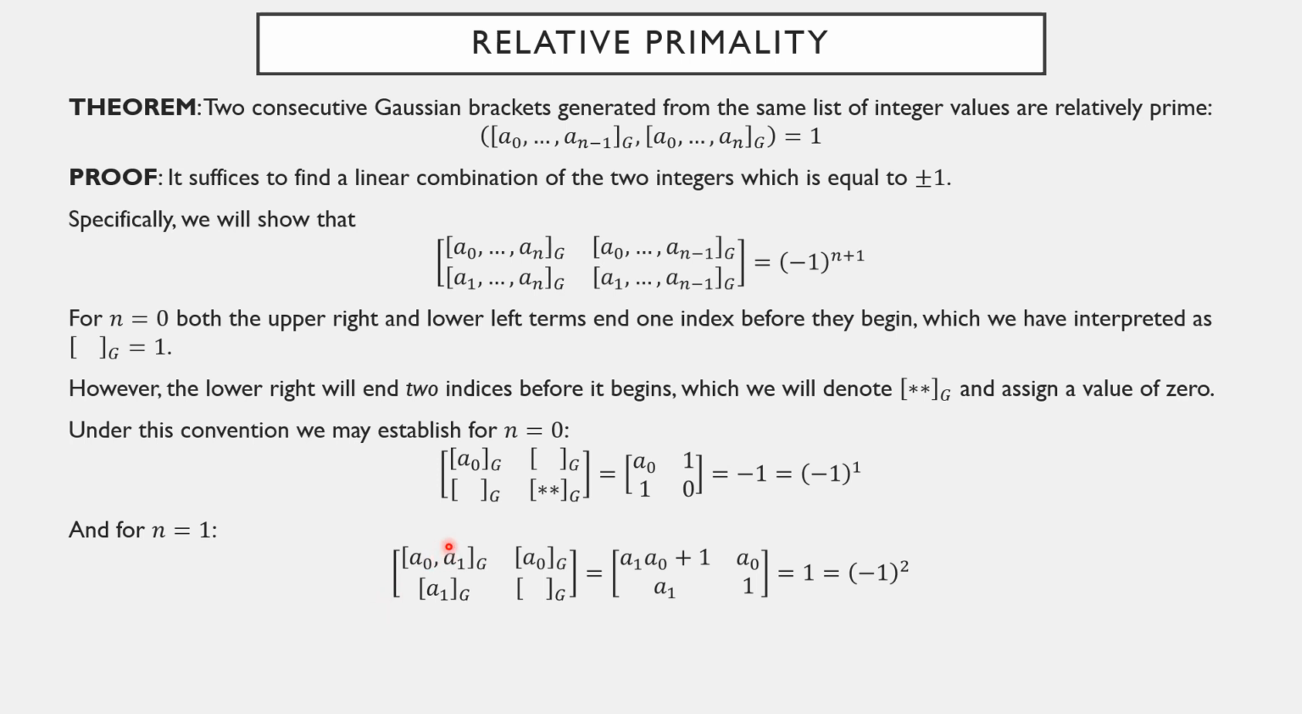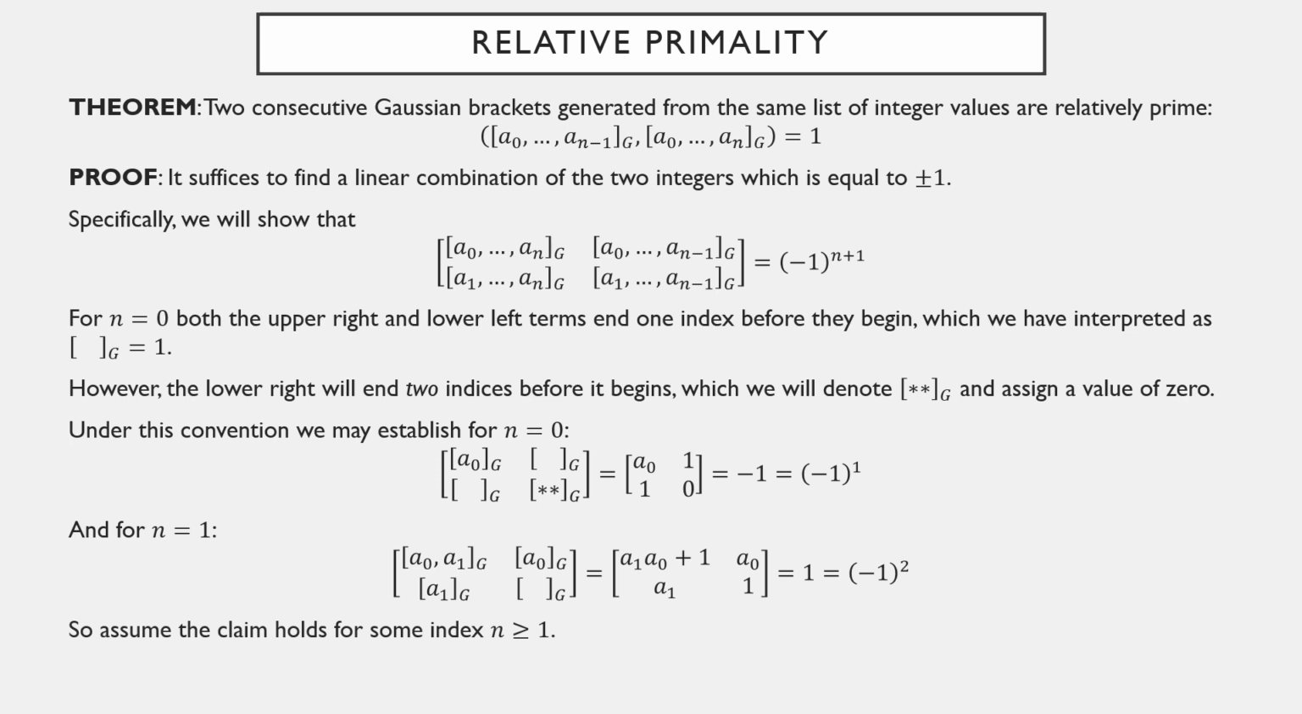So here we have this Gaussian bracket, which you can compute to be A1 times the value of the Gaussian bracket just of this number, which is just A0, plus the empty Gaussian bracket of 1. Here, these are Gaussian brackets with a single term in it, and here's the standard empty Gaussian bracket. If you compute the determinant here, you'll end up with this value times this minus this one times that. The A0, A1s cancel. You're left with a 1, which is indeed (-1) to the second power.